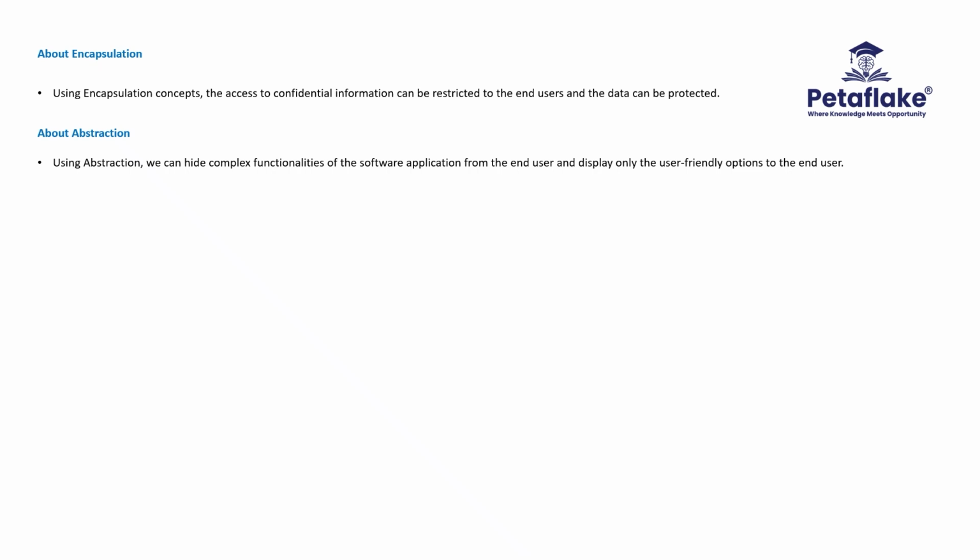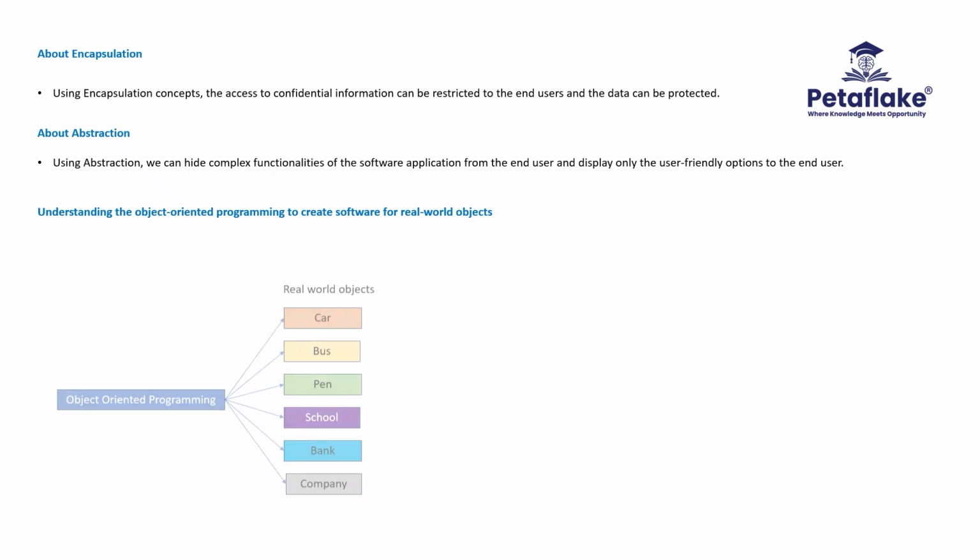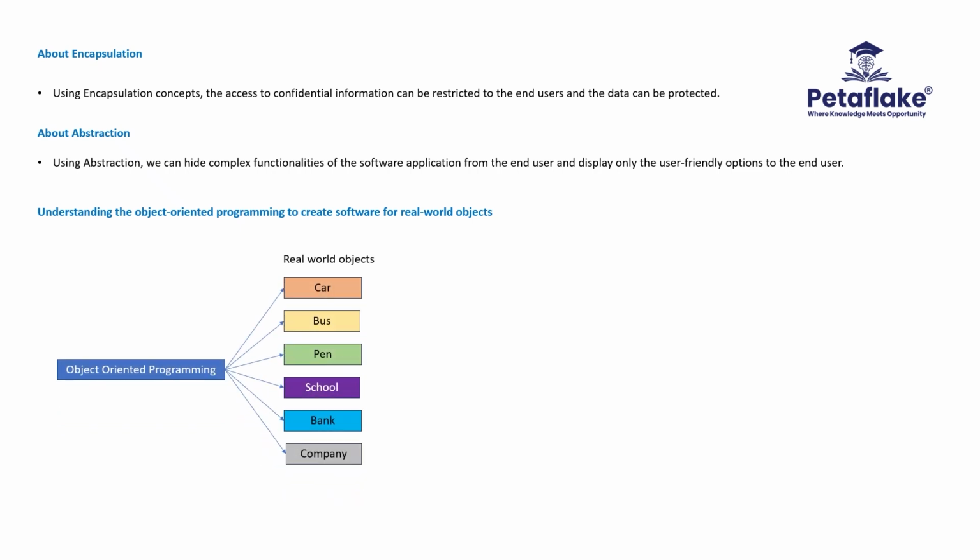Let's understand the benefits of object-oriented programming. With the help of object-oriented programming concepts, programs can be developed replicating any real-world object like car, bus, pen, school, bank, company, etc. Every software application is developed and needed to store the data of real-world objects by every business. Softwares are developed keeping a specific domain and the requirement in the specific domain.